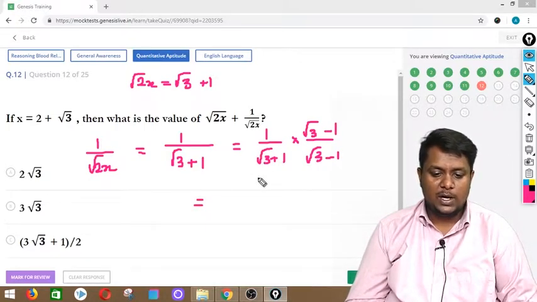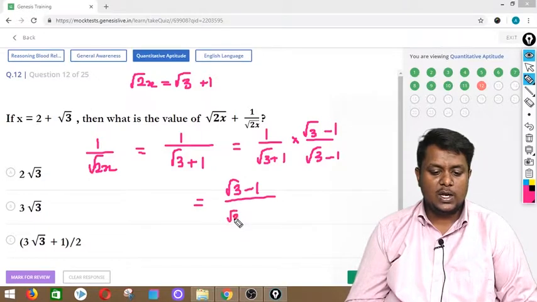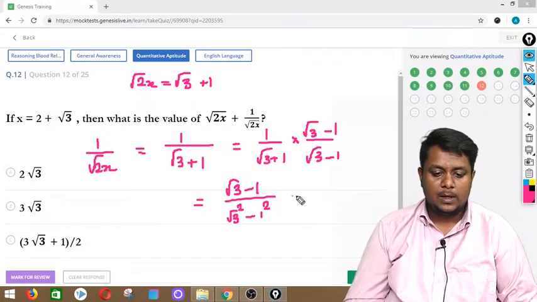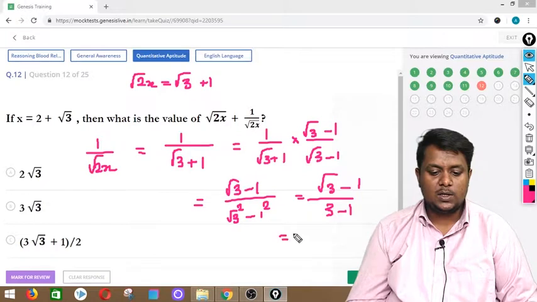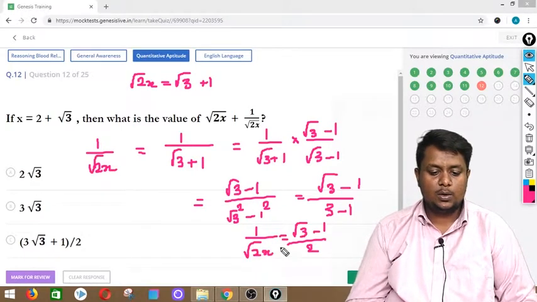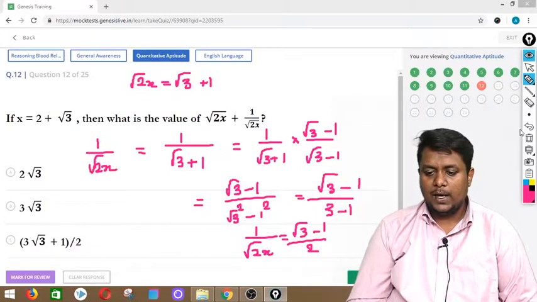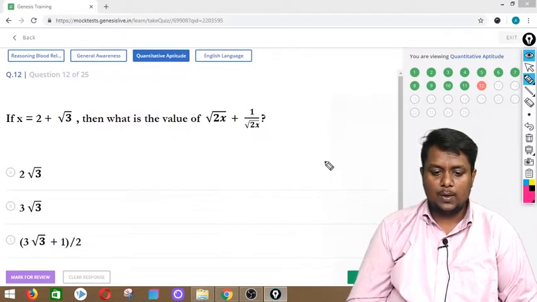So 1 into root 3 minus 1 is root 3 minus 1, divided by root 3 plus 1 into root 3 minus 1, which is root 3 square minus 1 square, using the a plus b into a minus b formula. So this will give us root 3 minus 1 divided by 3 minus 1, which is root 3 minus 1 divided by 2. So 1 by root of 2x is equal to root 3 minus 1 divided by 2. Now we are going to solve this particular question based on the things that we have found out.